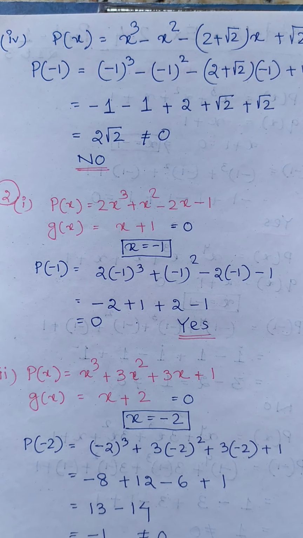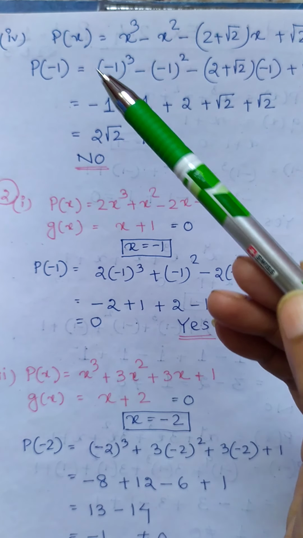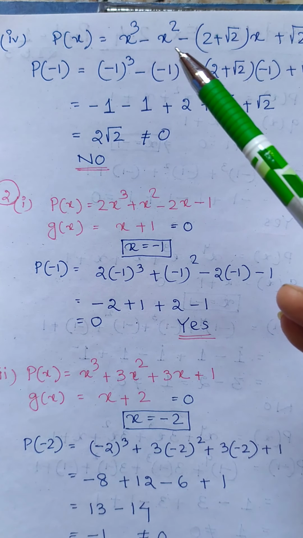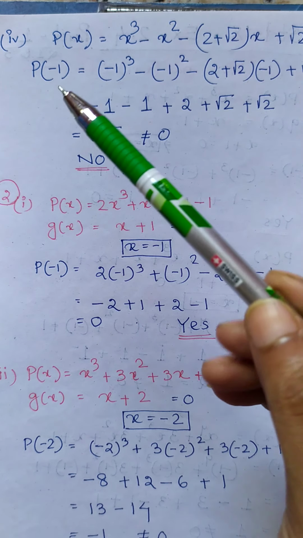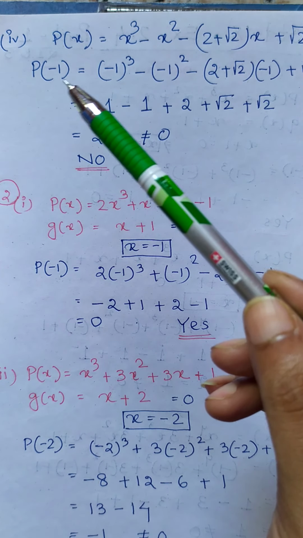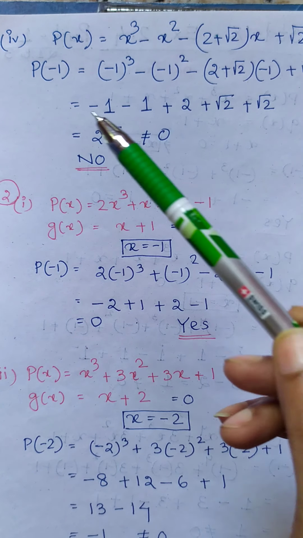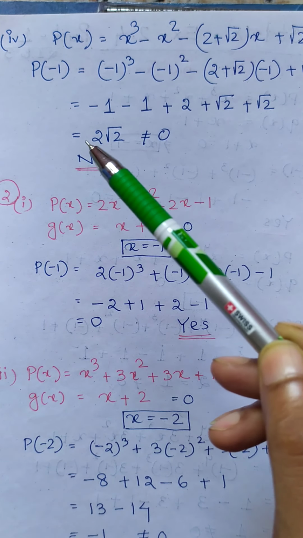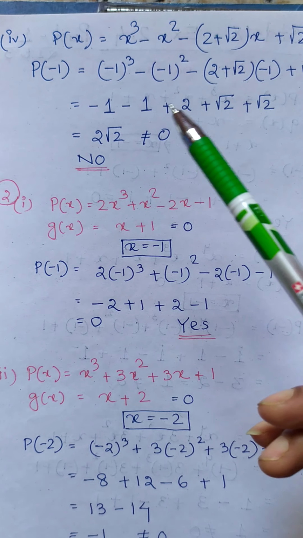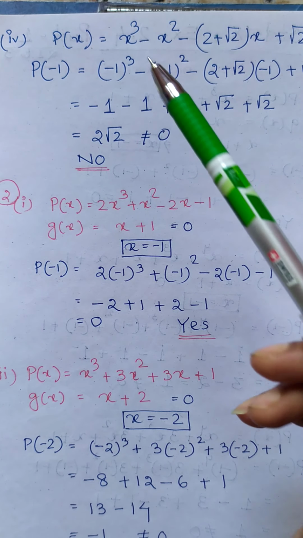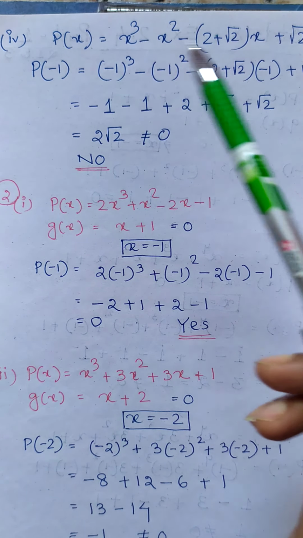Coming to part 4, here p of x is given as x cube minus x square minus x times (2 plus root 2) plus root 2. By putting x as minus 1, we are getting this value, which ultimately comes as 2 root 2, which is not equal to 0. So as 0 is not coming, x plus 1 will not be a factor of p of x.